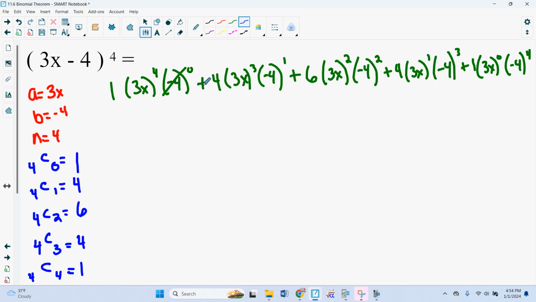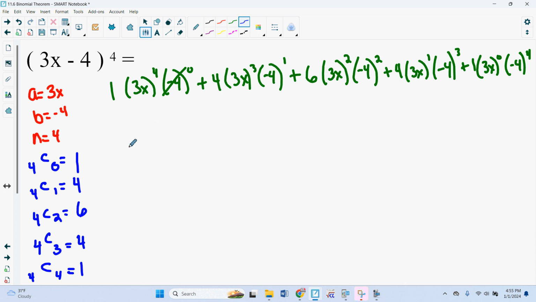So you can see, once we know the coefficients, 1, 4, 6, 4, 1, really we just kind of count down. The 3x goes from 4, 3, 2, 1, 0, and then the b, the negative 4, goes the opposite, 0, 1, 2, 3, 4. So I don't really do this by looking at the formula.